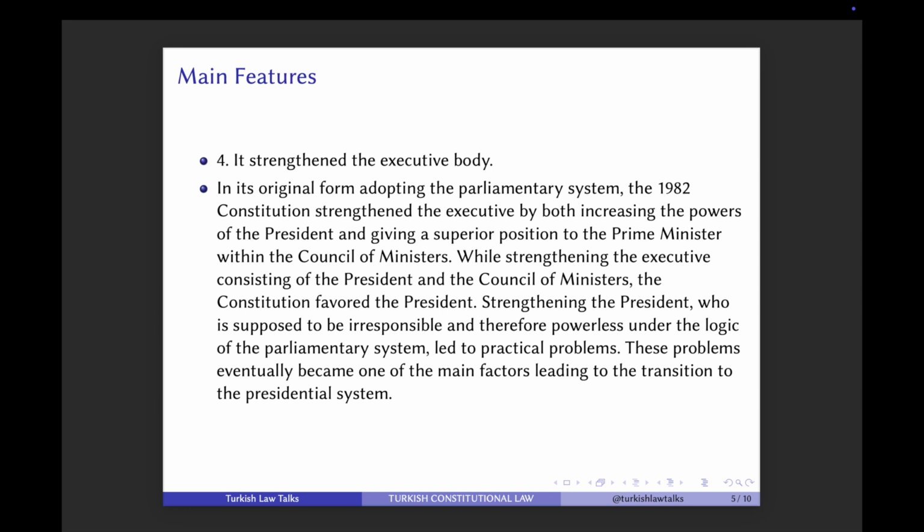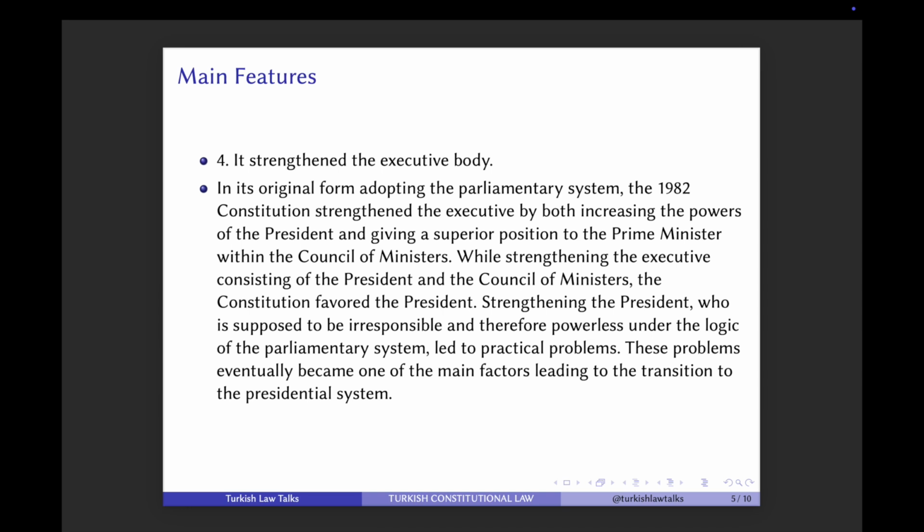Okay, so president gets stronger, PM gets stronger. Yes, but the sources tend to highlight that the president's powers were boosted more significantly. The balance, while strengthening both, tilted towards the president. And that created some issues, right? Because in a parliamentary system, the president is usually, well, not directly accountable in the same way the government is.